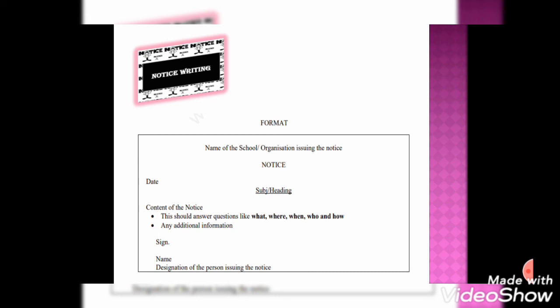Now, you have already seen the format of the notice. I just wanted to say that in the content of the notice, the answers to these questions should be given: what, where, when, who and how. The answers to these questions should be there in the content of a notice. And if any extra information is there, you can give that also. Okay, so we should be very careful that our notice has all these things.